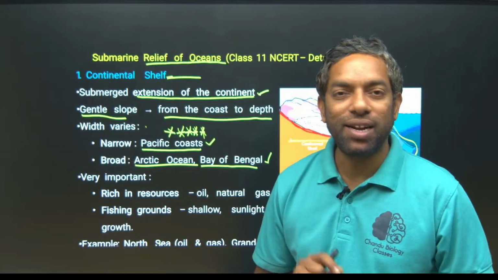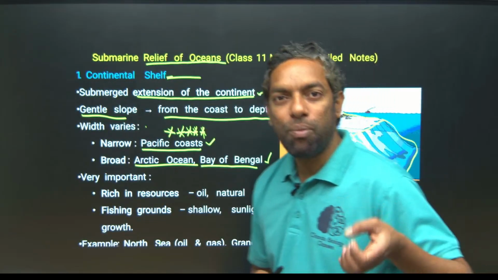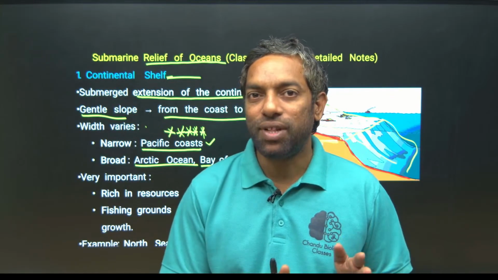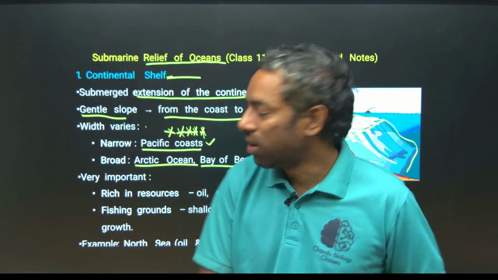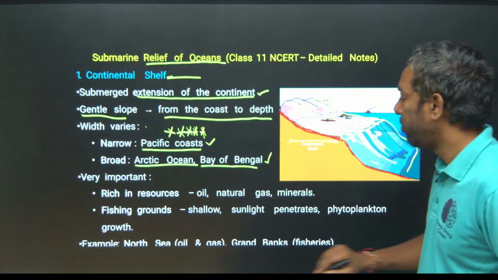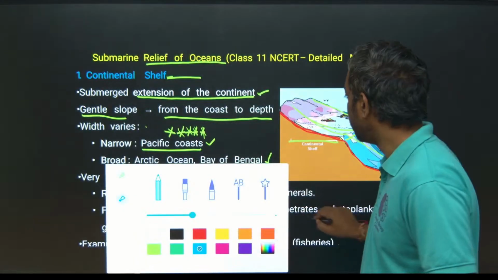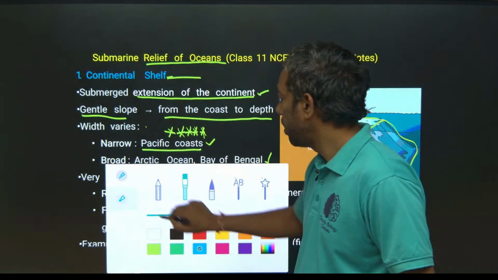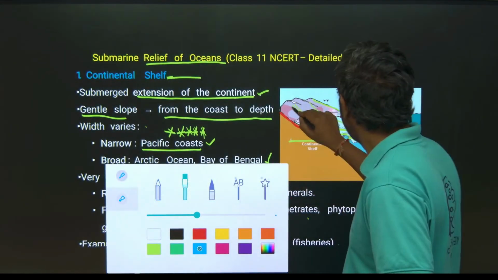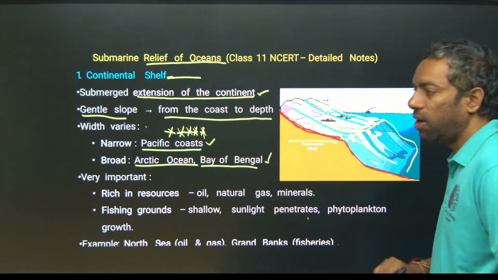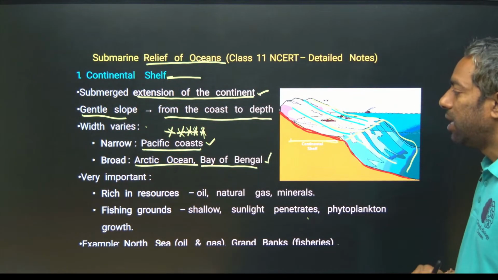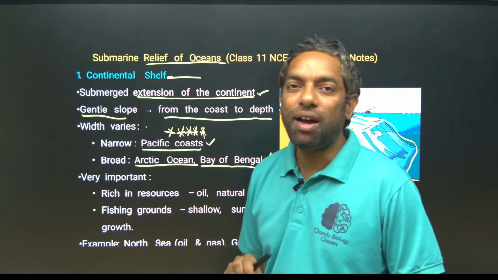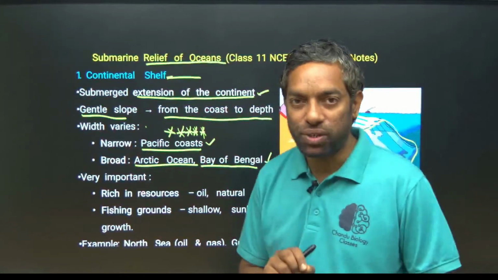Why is it a broader coastline? Most of the rivers enter into this coast, which leads to a very long continental shelf, guys. If the continental shelf is very long, it is mostly suitable for many ports.